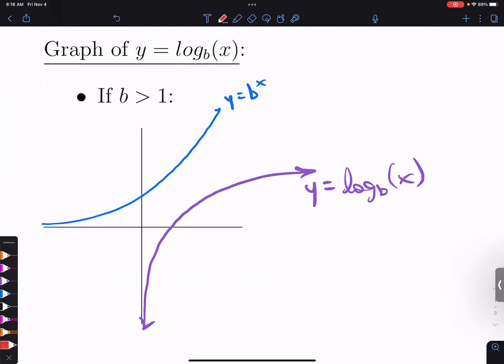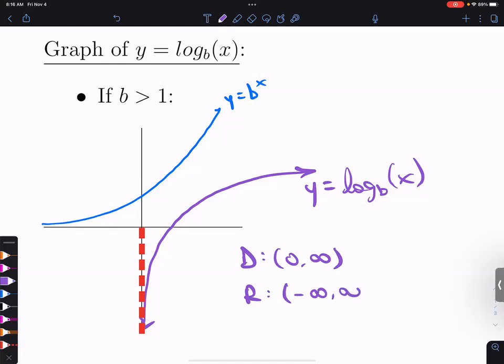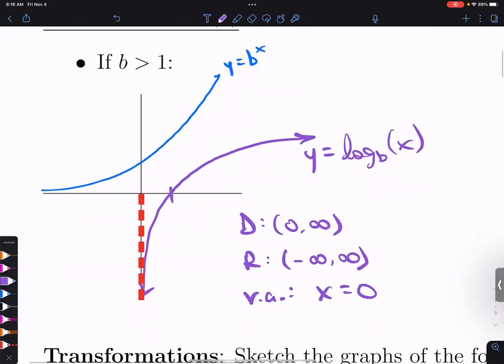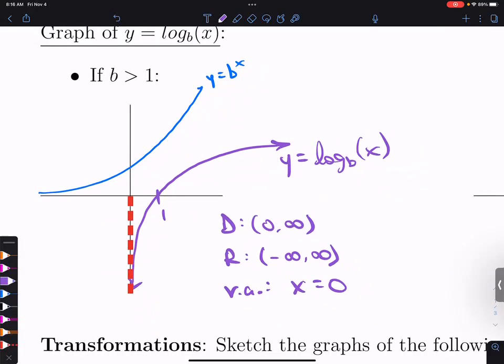So there's a vertical asymptote right here. The domain is 0 to infinity. The range is negative infinity to infinity. There's a vertical asymptote now at x equals 0. And there's an intercept there at 1.